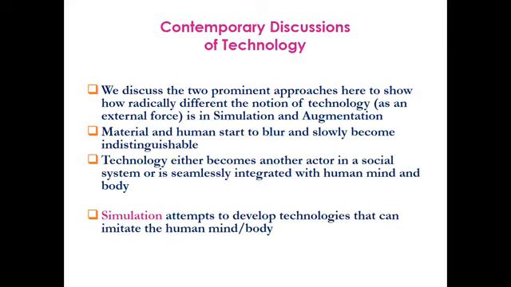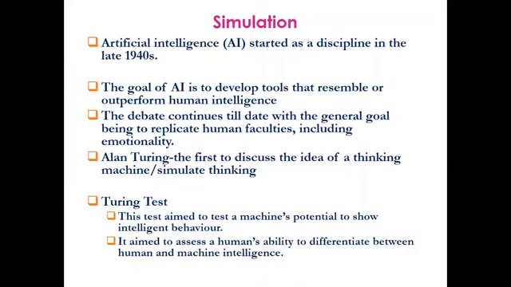Now, what is simulation? Simulation attempts to develop technologies that can imitate the human mind or body. They make these technologies to imitate the human mind or body. And that is referred to as artificial intelligence, AI, as an aspect of simulation, the discipline that started in the late 1940s. The goal of AI is to develop tools that resemble or outperform human intelligence. The debate continues till date, with the general goal being to replicate human faculties, including emotionality.